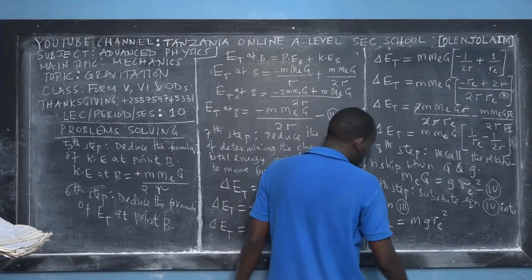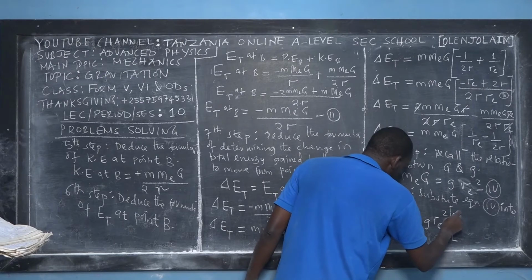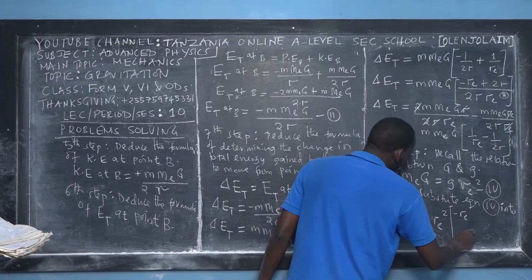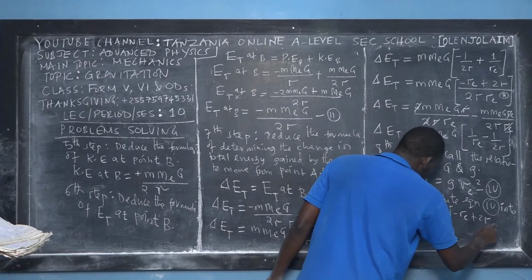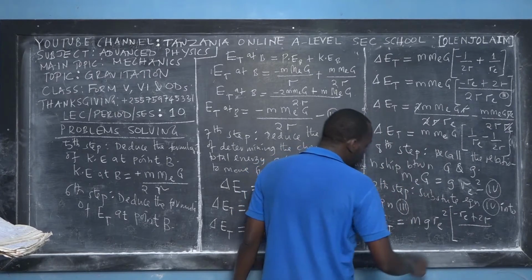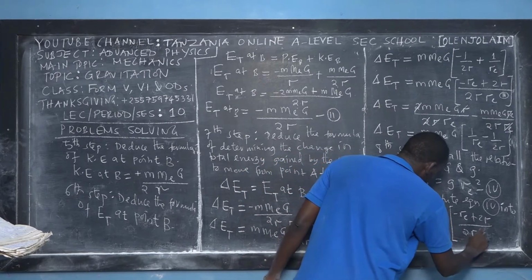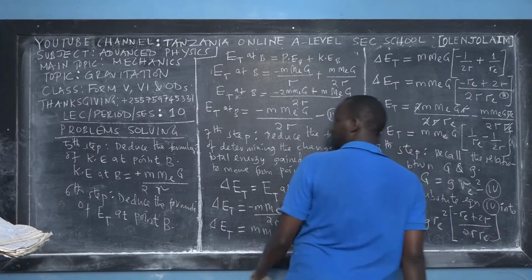So the equation 3: inside the bracket you have radius of the Earth, plus twice the radius of the satellite's orbit, over twice times the radius of the Earth.